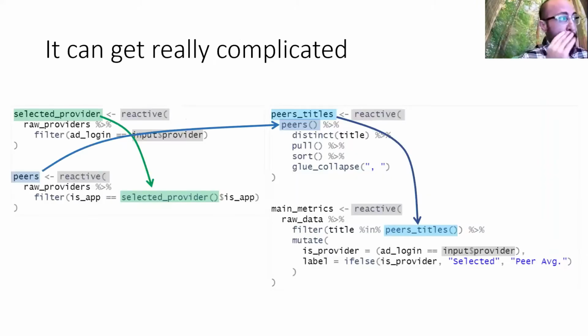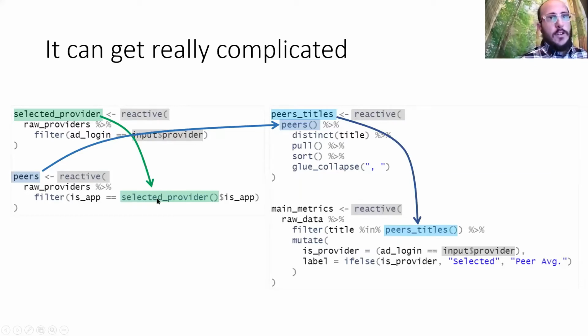So it can get really complicated. Here is an example from work where input provider was looking at the login of the person who was signed in, and depending on their role, they had to pick a provider to look at. Input provider was a dropdown to choose. That creates this selected provider object. Selected provider is now a reactive data frame, because this is a data frame.